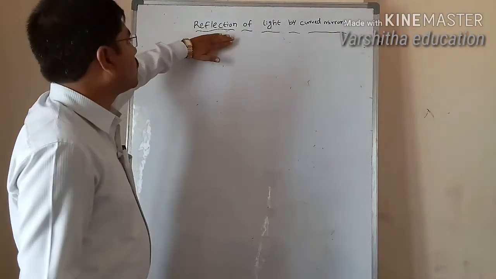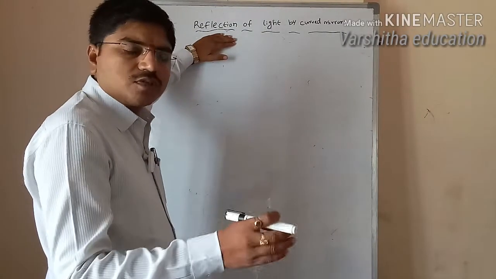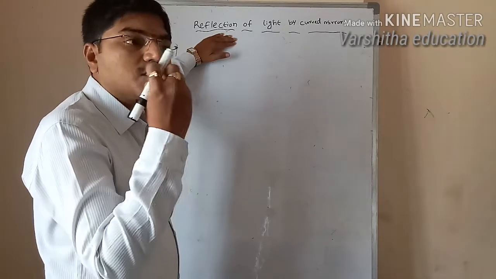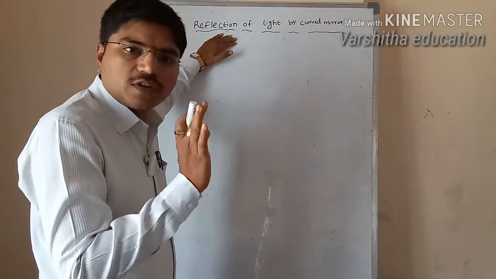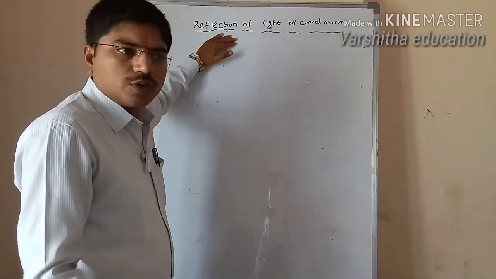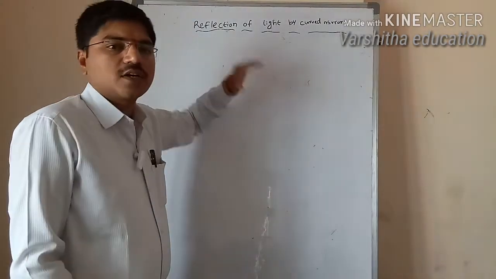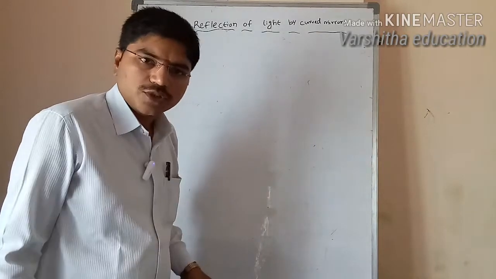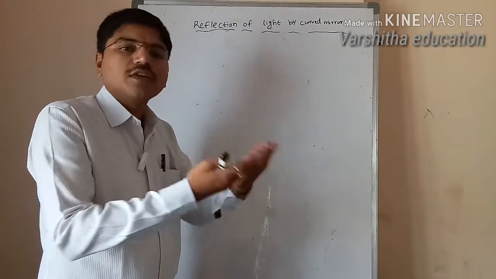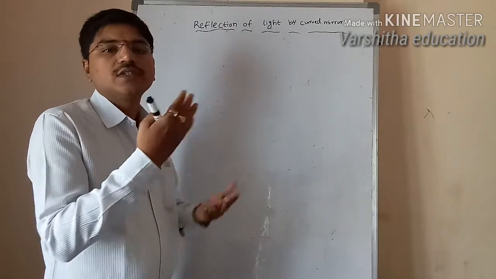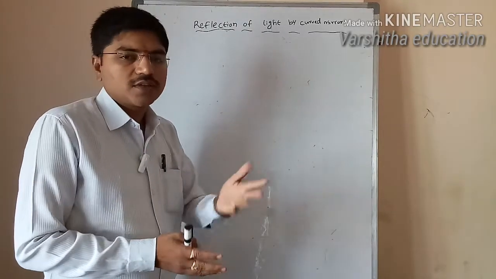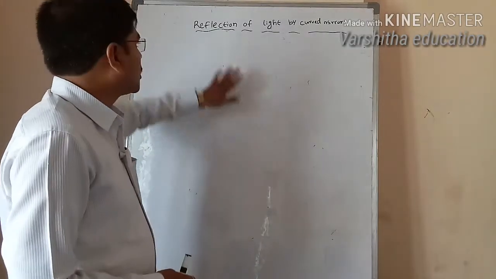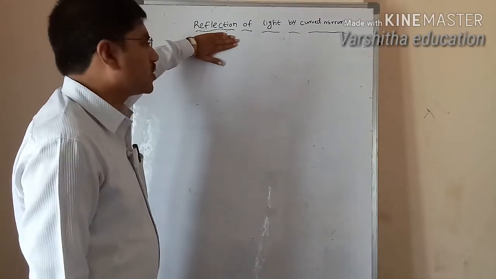Now, the reflection of light. In nature, we can see each and every object only with the reflection of light. Without reflection of light, we cannot see the object. Sun rays come from the universe and fall on an object. Then they reflect and come to our eyes, and only then can we see the object. So we already know that. That's why this is the starting point of the reflection of light.